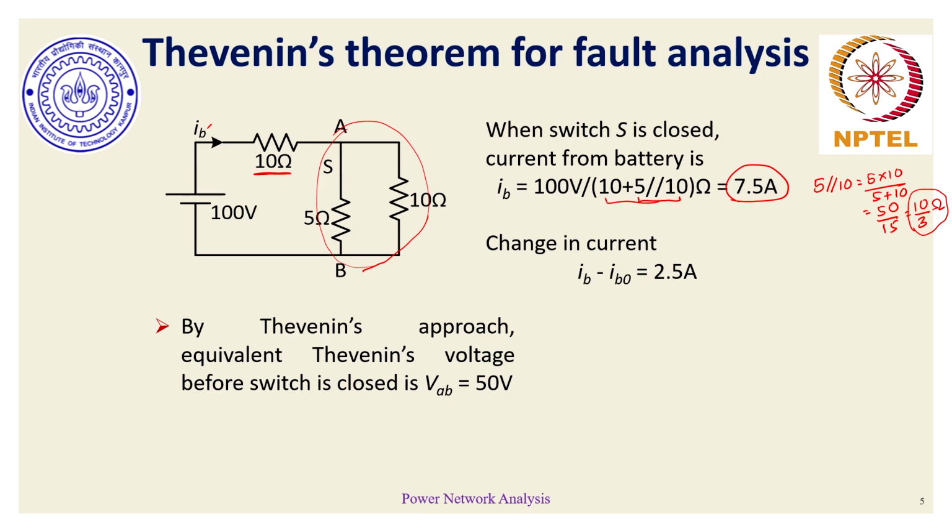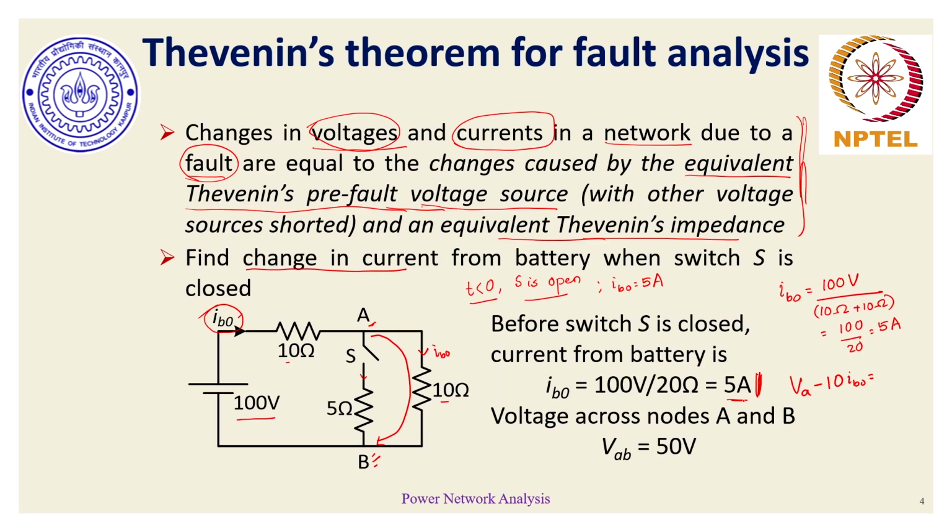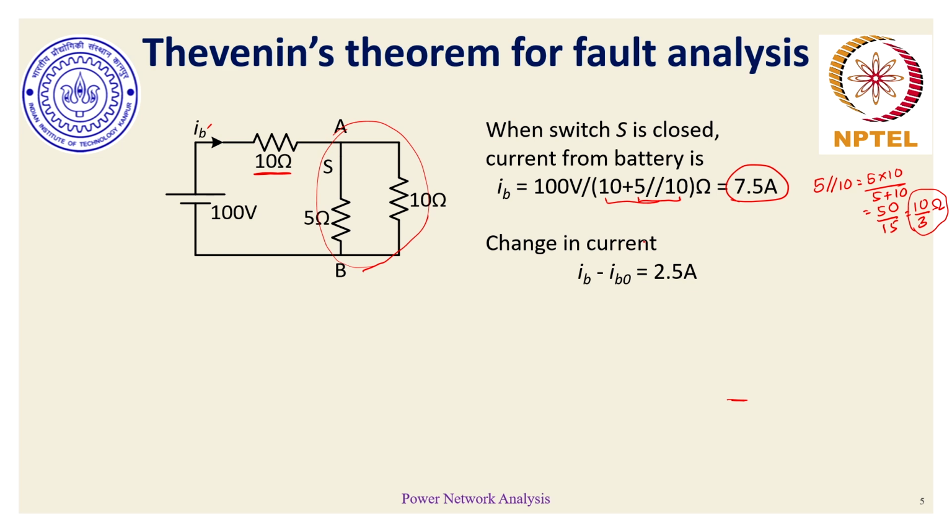So essentially the change which has happened compared to switch open, where IB naught was 5 ampere, is that now IB is 7.5 amperes, because the current has increased, because the overall circuit impedance as seen by the corresponding voltage source has gone down. So the current change has happened by 2.5 amperes.